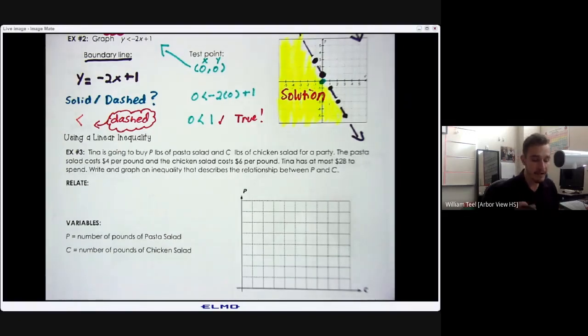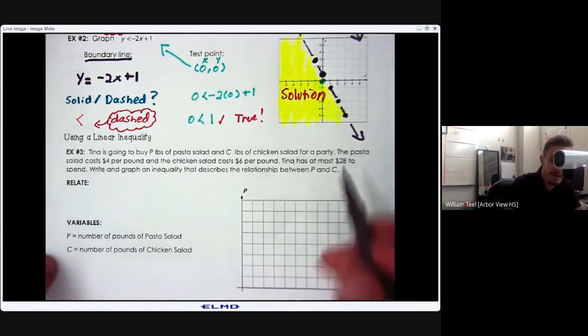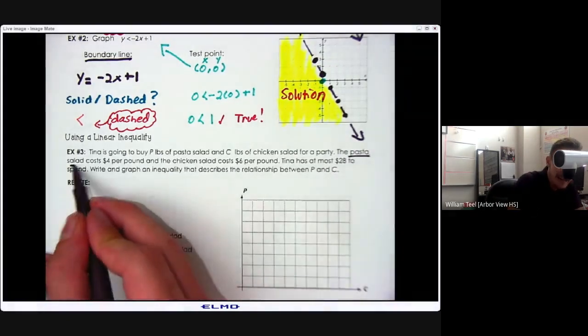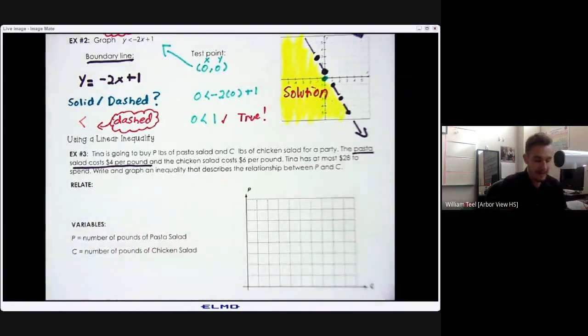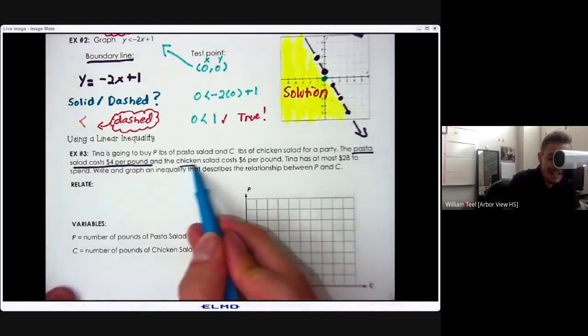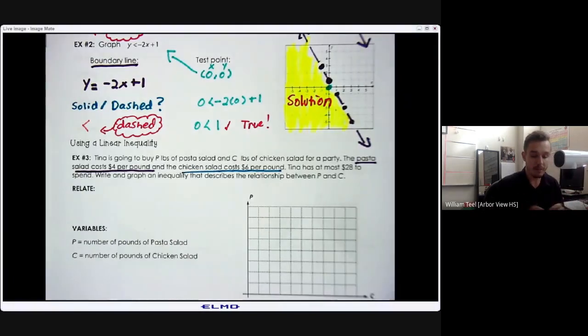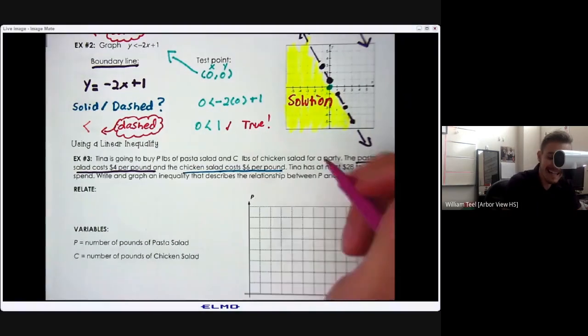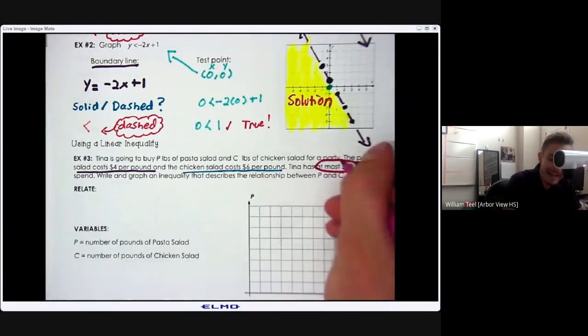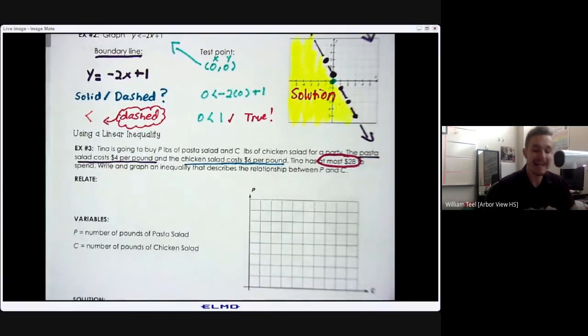All right, so let's figure out what we have here. So first thing we have, pasta salad costs $4 per pound. Second thing we have, chicken salad costs $6 per pound. Third, and probably one of the more important things we have, is that Tina has at most $28 to spend. So we cannot spend any more than $28. That means our total cost is going to have to be less than or equal to $28.